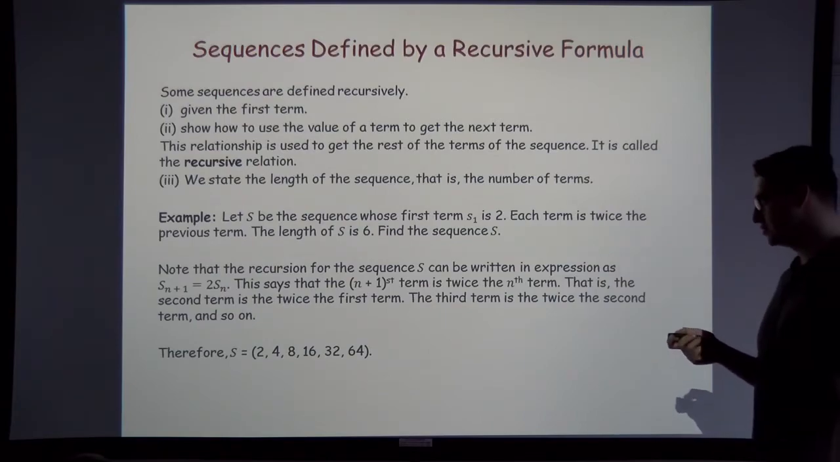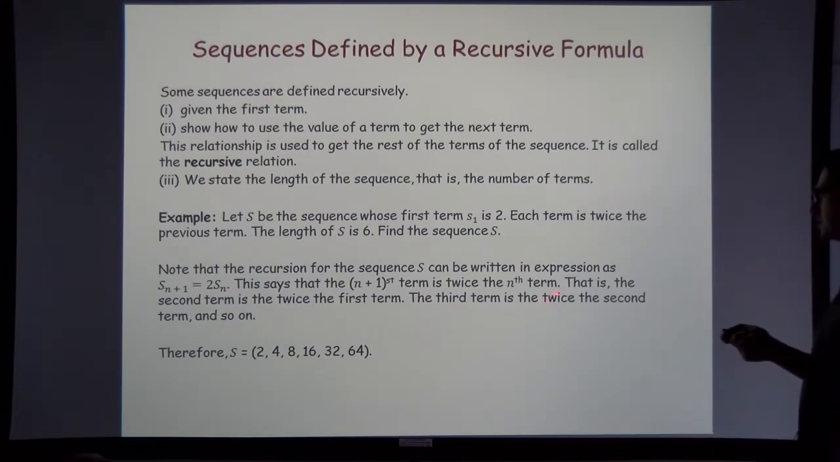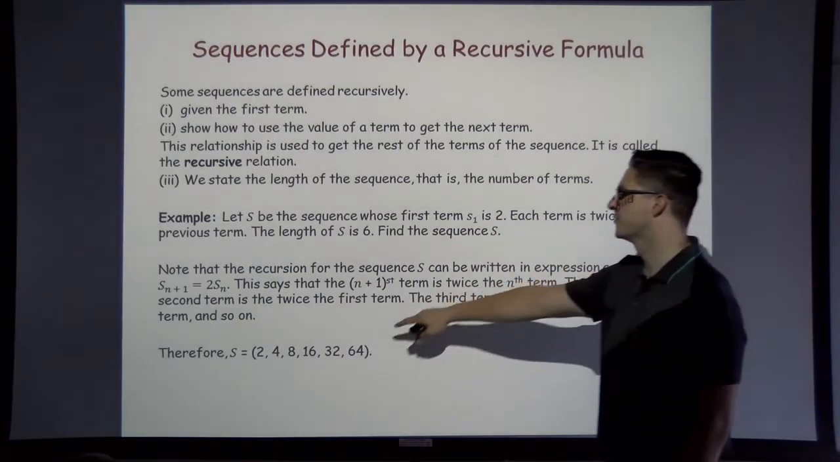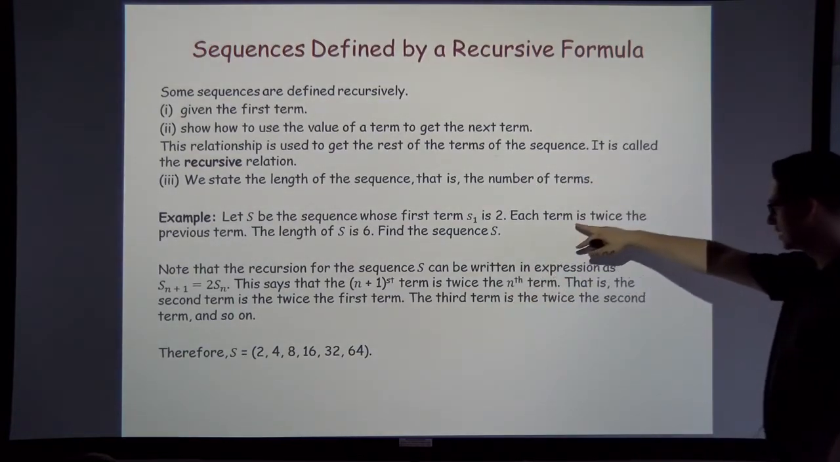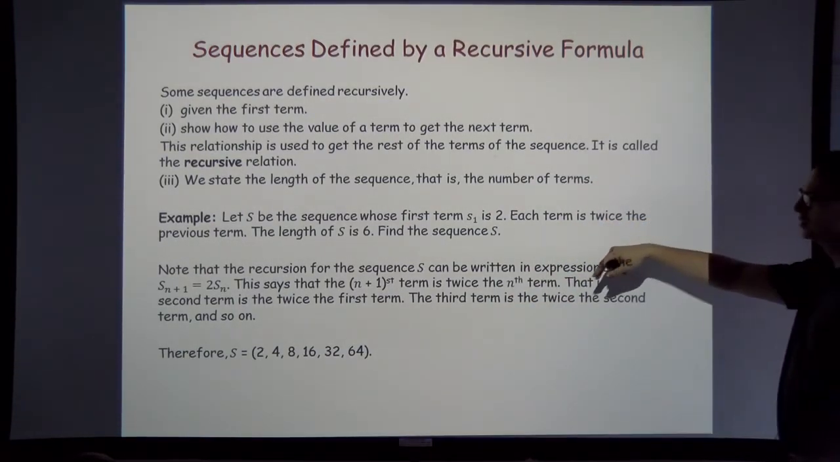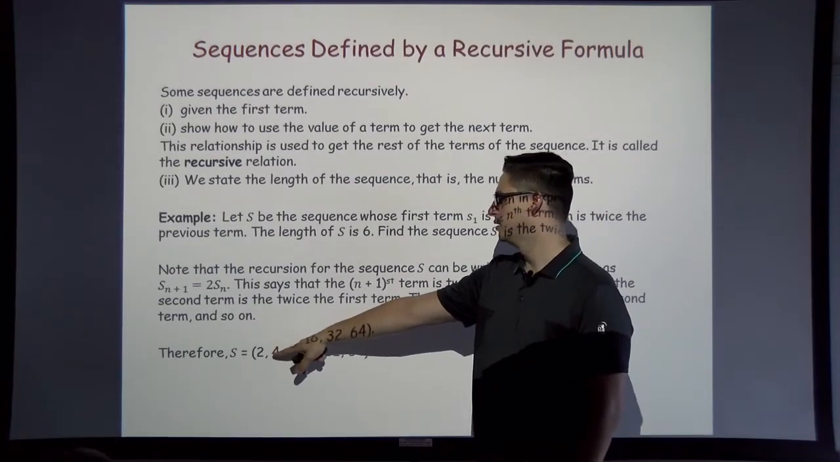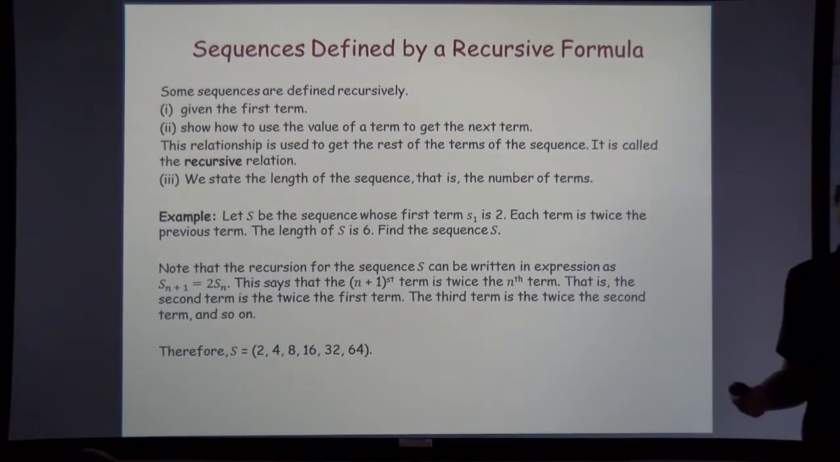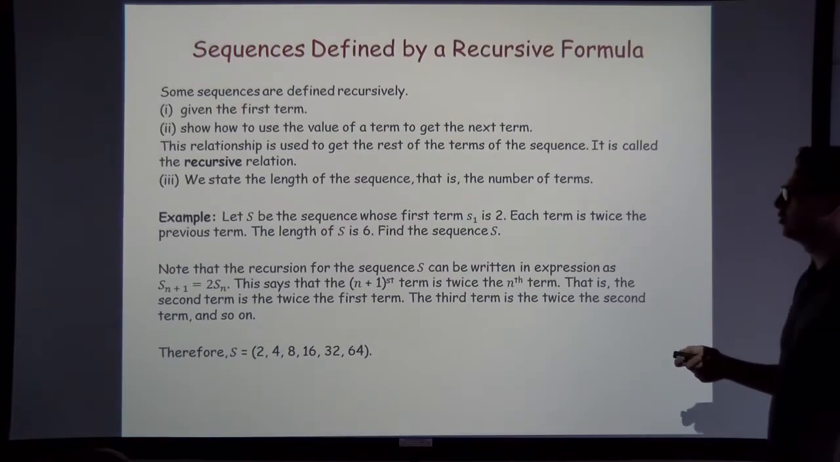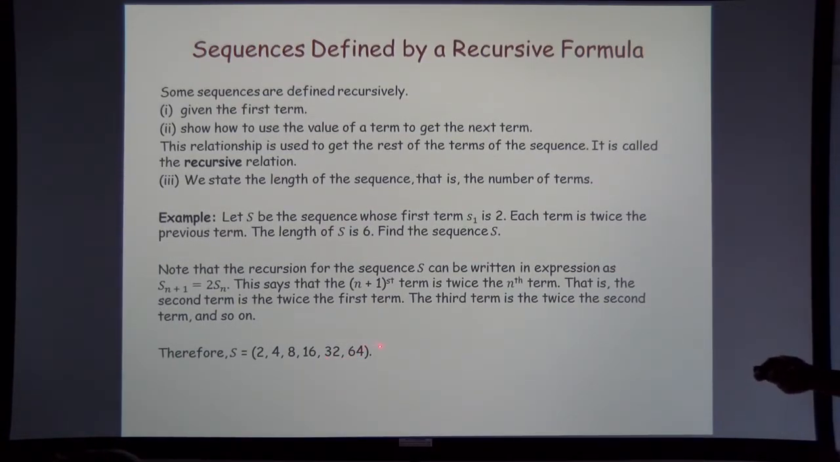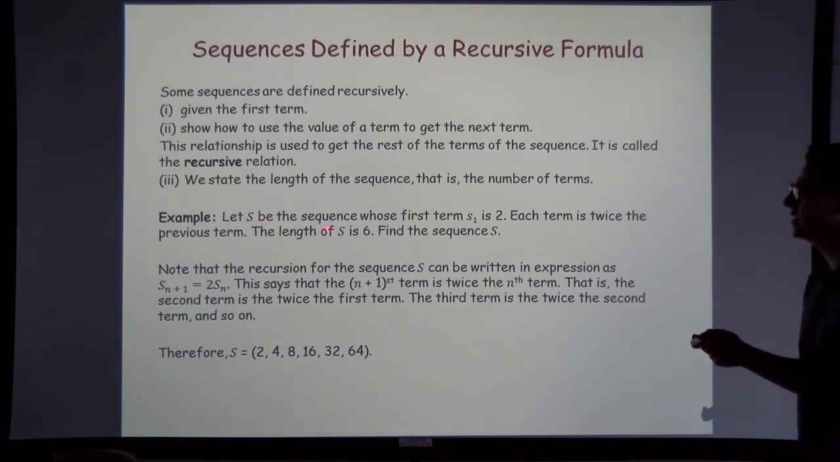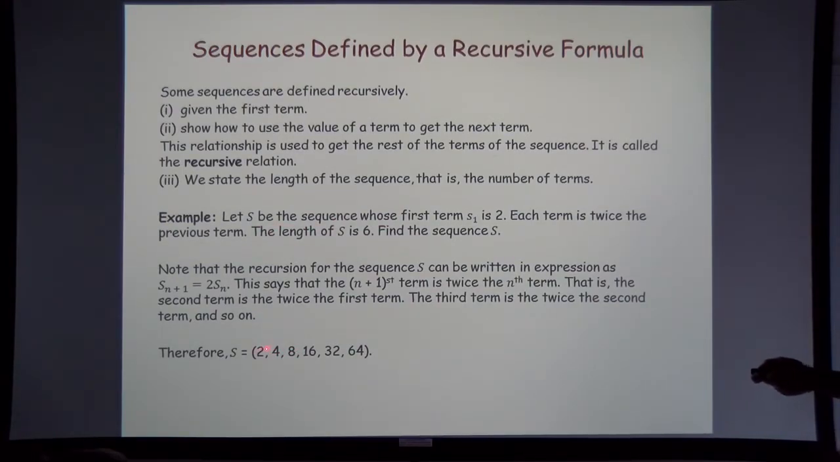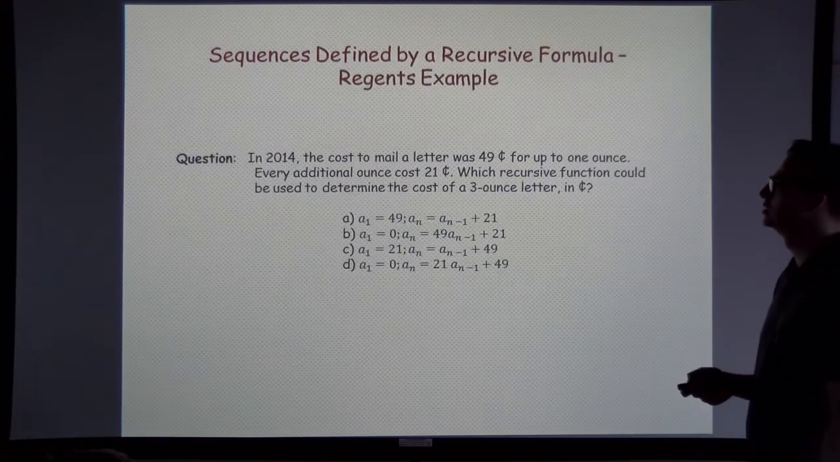That is, the second term is twice the first term, the third term is twice the second term, and so on and so forth. So if we start off with 2 as our first term, and each term is twice the previous term, then twice 2 is 4, twice that is 8, 16, 32, 64. So all you're doing is multiplying each term by 2 in order to find your sequence. And we know to stop at 64 because the length of S is 6. So we make sure we have 6 numbers in our sequence.